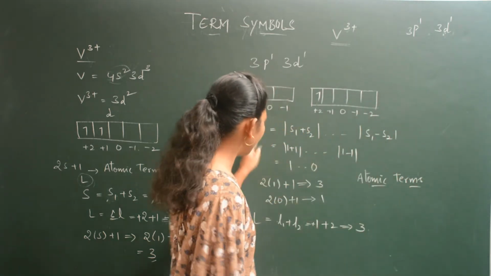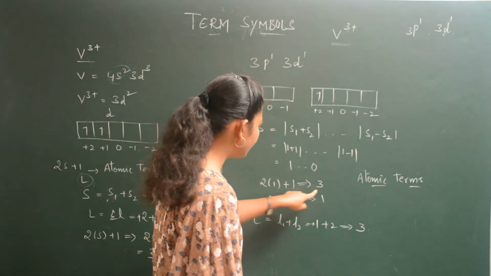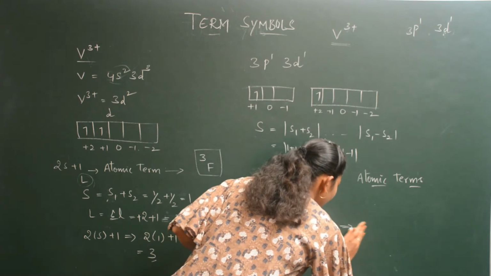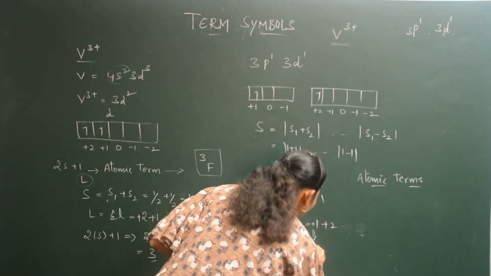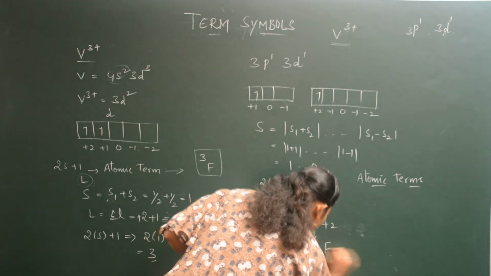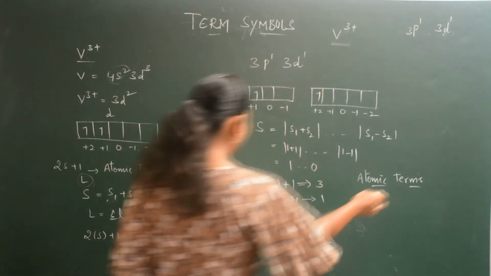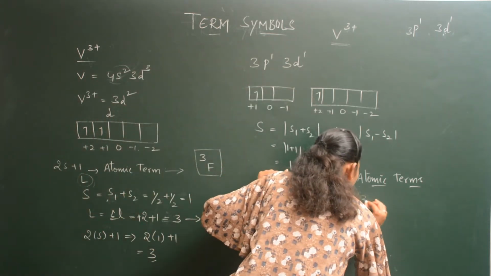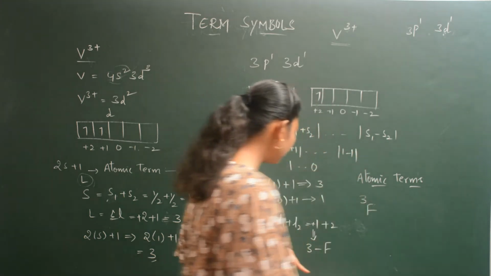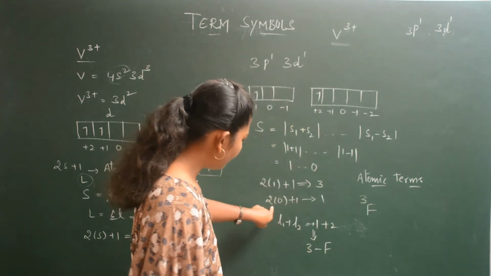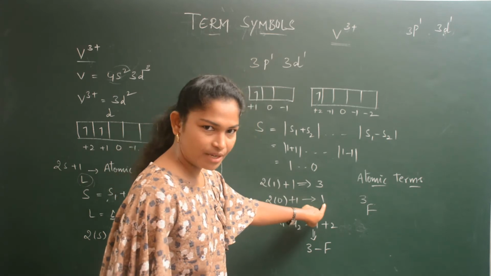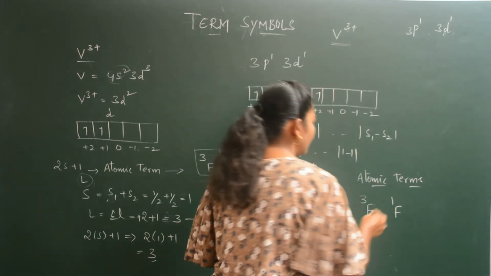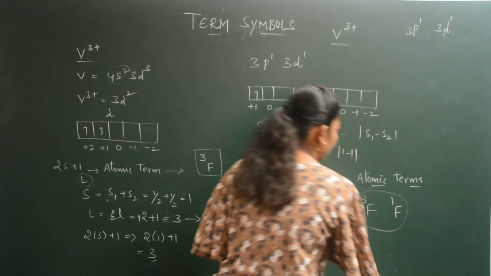For S is equal to 1, what is the atomic term we get here? L is equal to 3 means what term you have to write? F. Okay. Now atomic terms, how do you get it? For S is equal to 1, what is the atomic term you get here? 3F. Okay. For S is equal to 0, what is the 2S plus 1 value? 1. So 1 here. These are the 2 atomic terms.